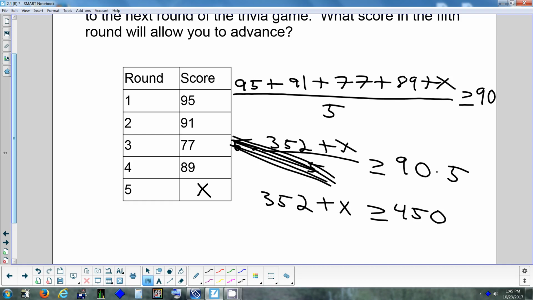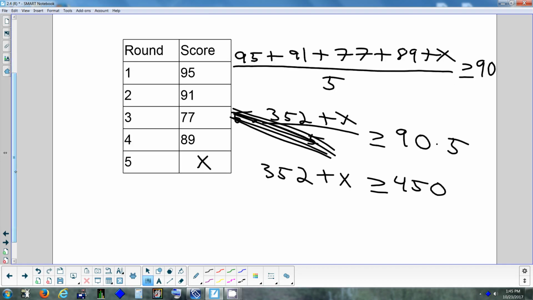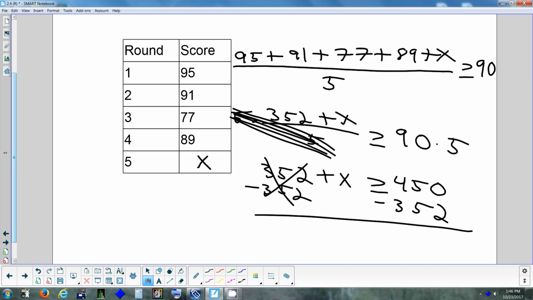So now X is the score I need to get on the last round of the trivia. So how do I get X by itself? Yep, minus 352 on both sides. All right, and can anybody tell me what that comes out to? 98. Careful, the other way around.